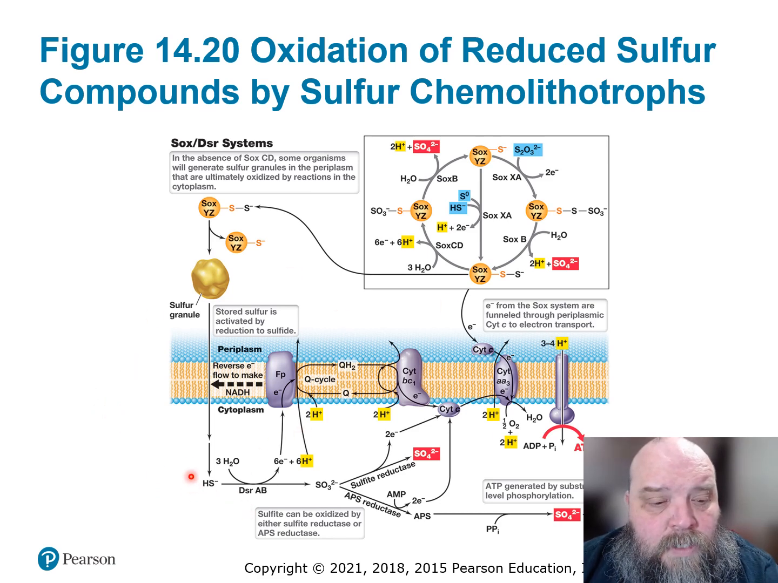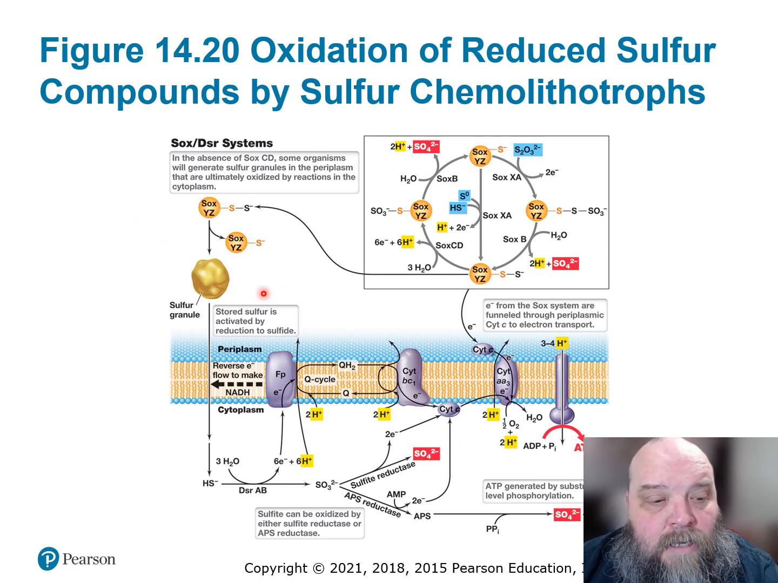What I want you to focus on is the reductase, sulfur, HS, SO3, and you go through to SO4, and in the process, 2 electrons here, 6 electrons there, 2 hydrogens get pumped, 2 pumped, 2 pumped, 3 to 4 flow back through, ADP to ATP. And you just keep going and going.